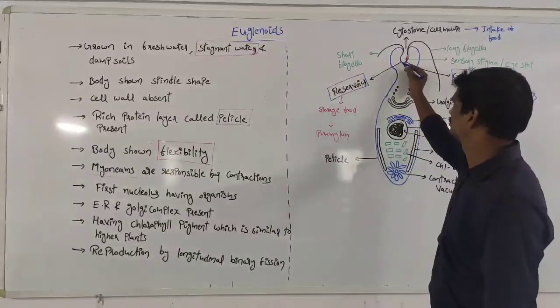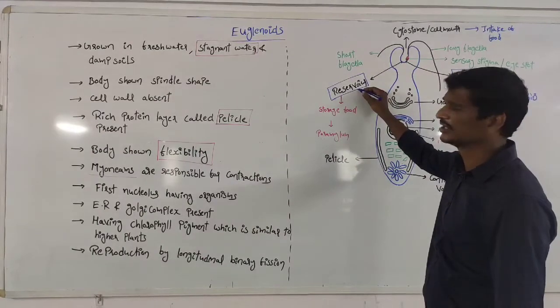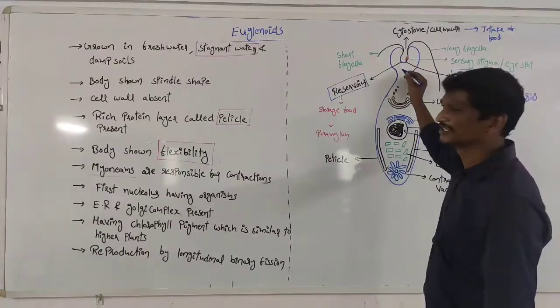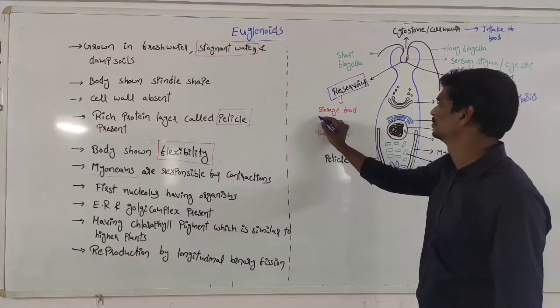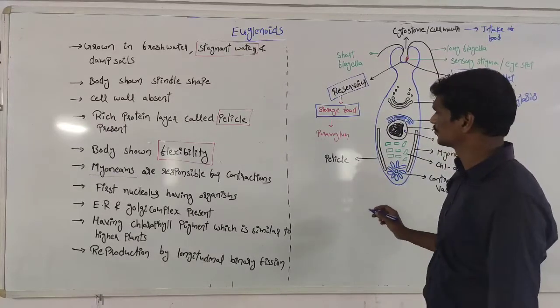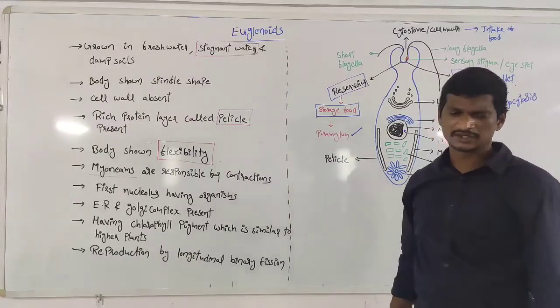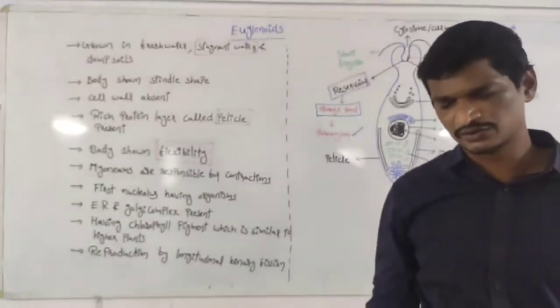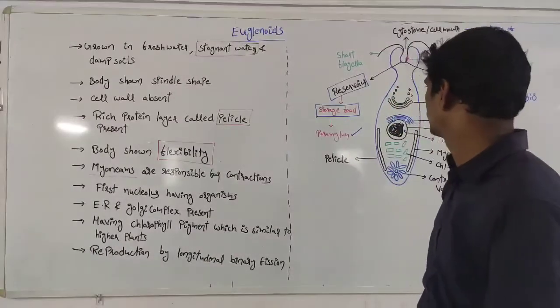This is the reservoir region. Within the reservoir region, whatever excess amount of food the cell contains is stored. That is nothing but storage food. The storage food in Euglena is in the form of paramylon. Right? That is about that.